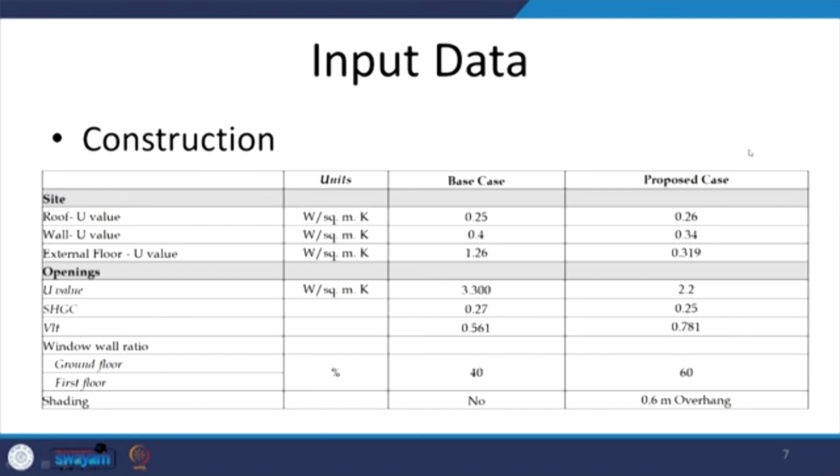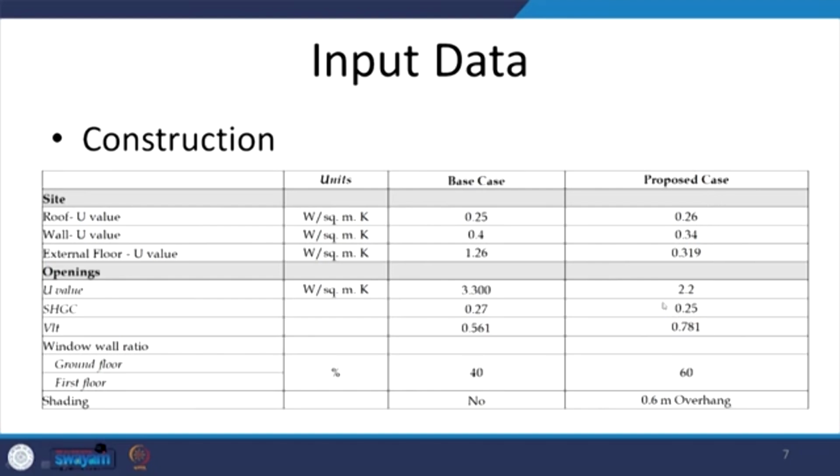Now, in proposed case, the changes that we are going to bring in, we are going to assume that the roof U value is 0.26, the wall U value is 0.34 and the external floor U value, which is not the case here, there is no external floor which is being considered, but 0.319 wherever it is, ground floor remains the same. For glazing, U value we will take as 2.2, which is improved, SHGC as 0.25 and VLT as 0.781.